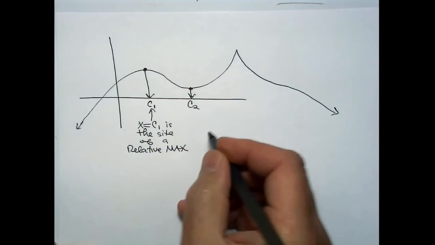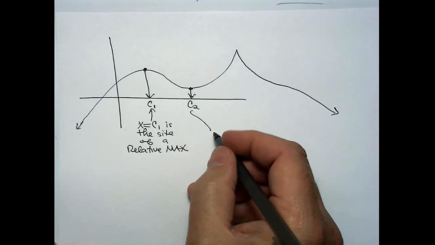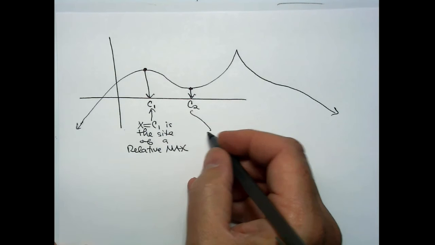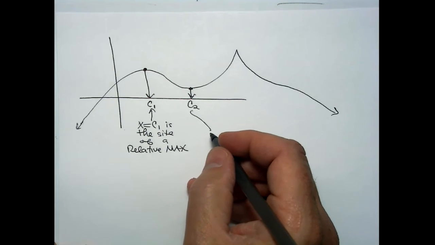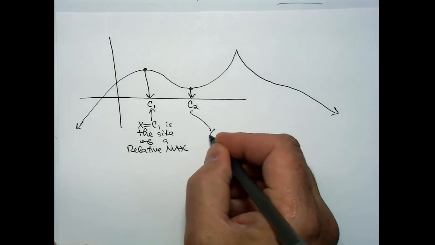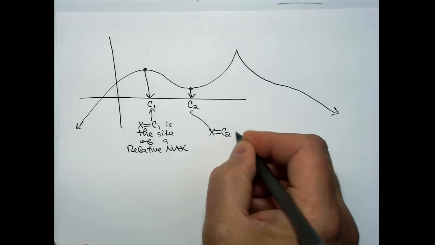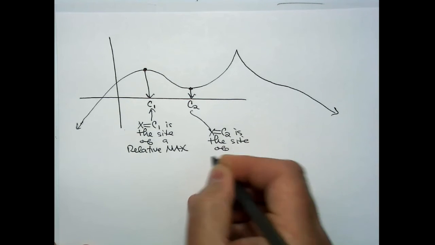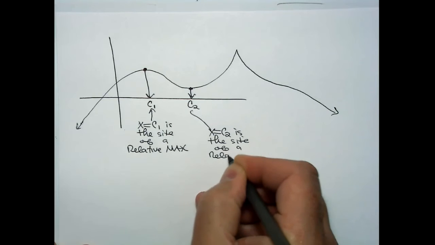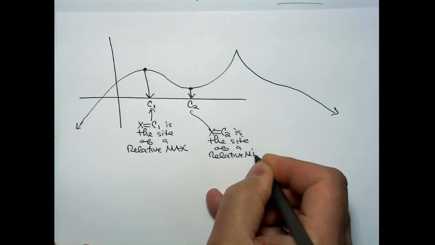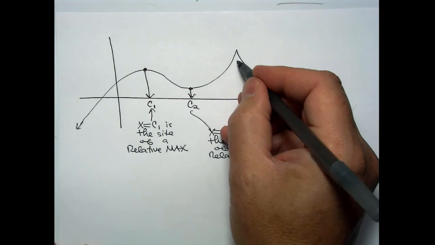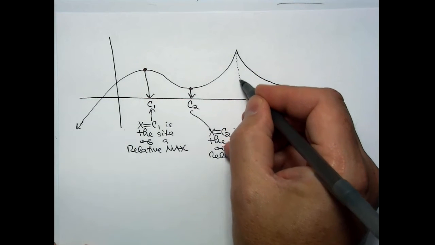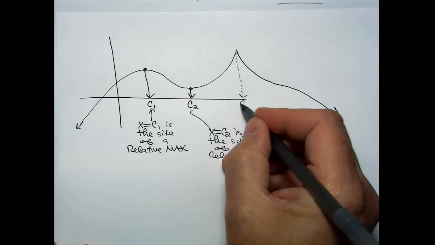C2. Now, I'm not really talking about the y values. I'm kind of talking about the x values because the x values are what tell me where to look. X equals C2 is the site of a relative minimum. And finally, right here, that sharp, sharp corner up there, and that's C3.